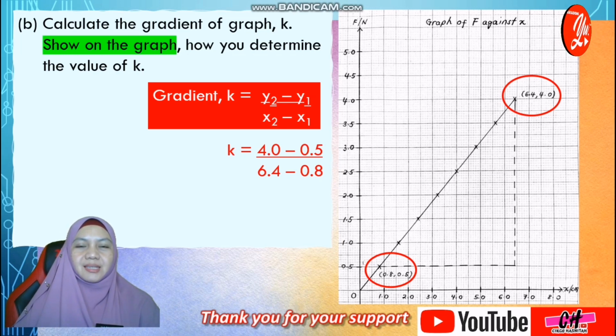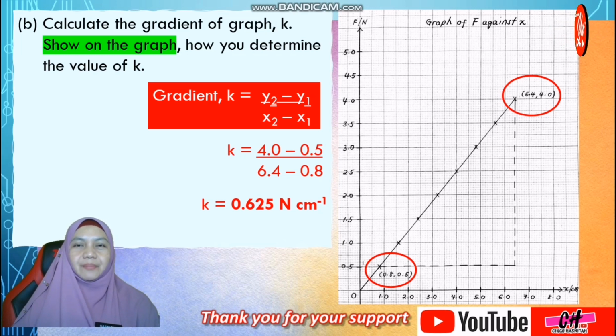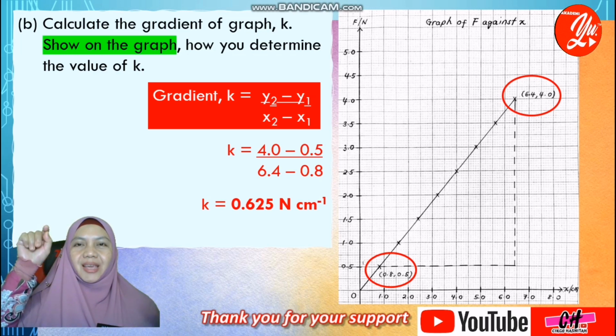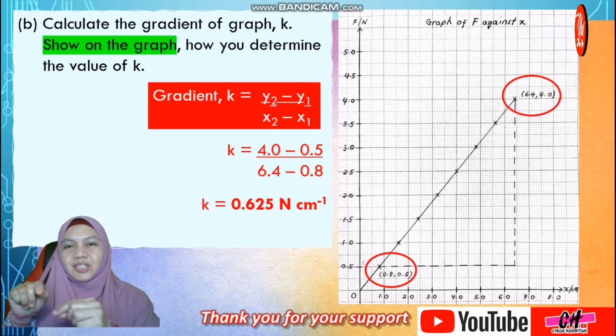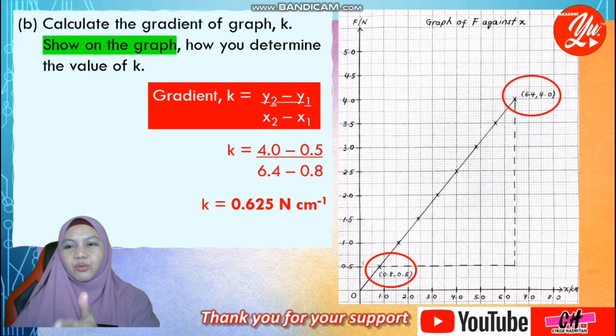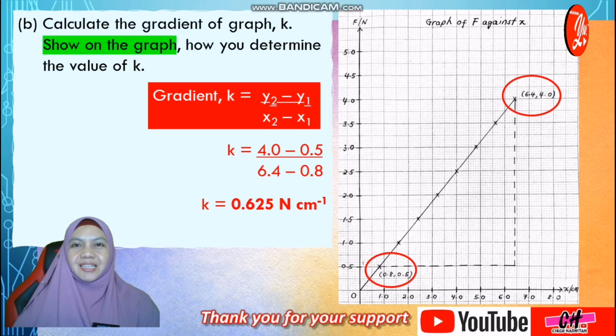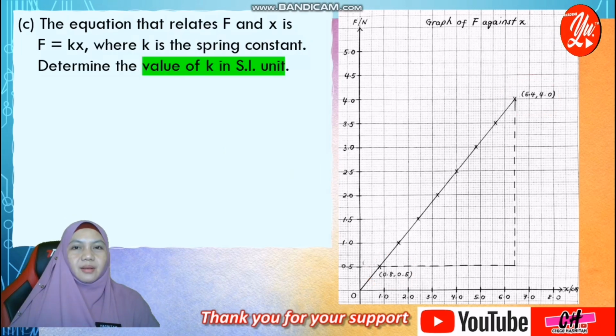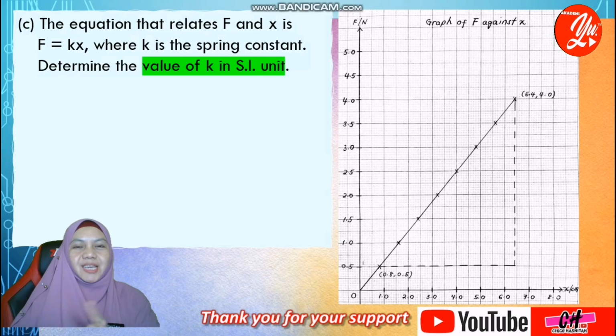So by this, the gradient is 0.625 Newton per centimeter. Okay, then how to show? We show this gradient by drawing a triangle which connects these 2 points. So as you can see, my triangle is there. Okay, now how about C?